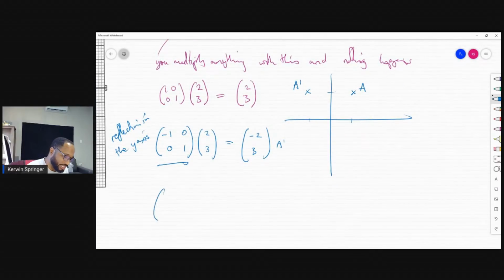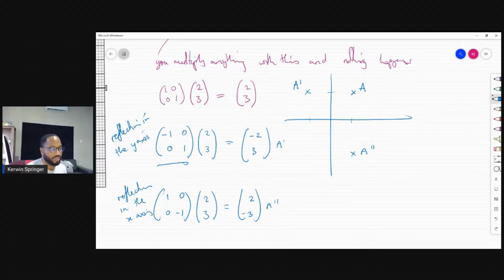And if you switch the negative sign on the other side, and I apply it to 2, 3, it will end up with 2 here, but the 3 will be negative. So A double prime will end up somewhere down here. This is a reflection in the x-axis. Catch it?